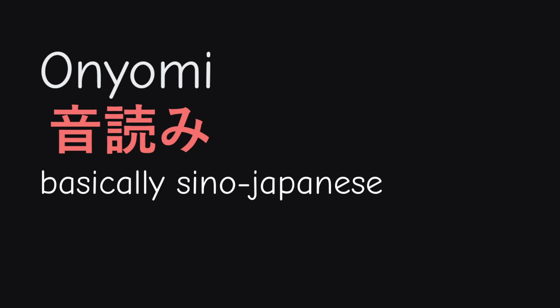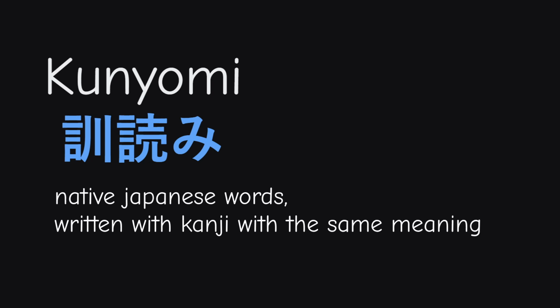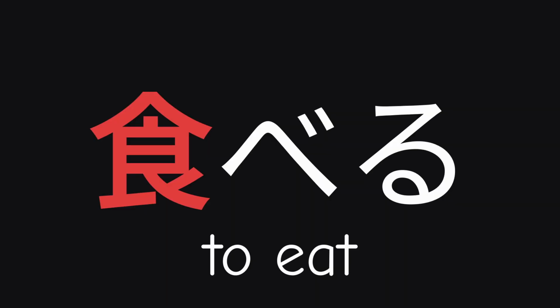Generally speaking, onyomi is basically Sino-Japanese, which is basically how the characters originally sounded in Chinese, but modified into Japanese. And kunyomi is native Japanese words that are written with kanji that share the same meaning, like the word taberu, meaning to eat, written with the same kanji that means to eat as well.